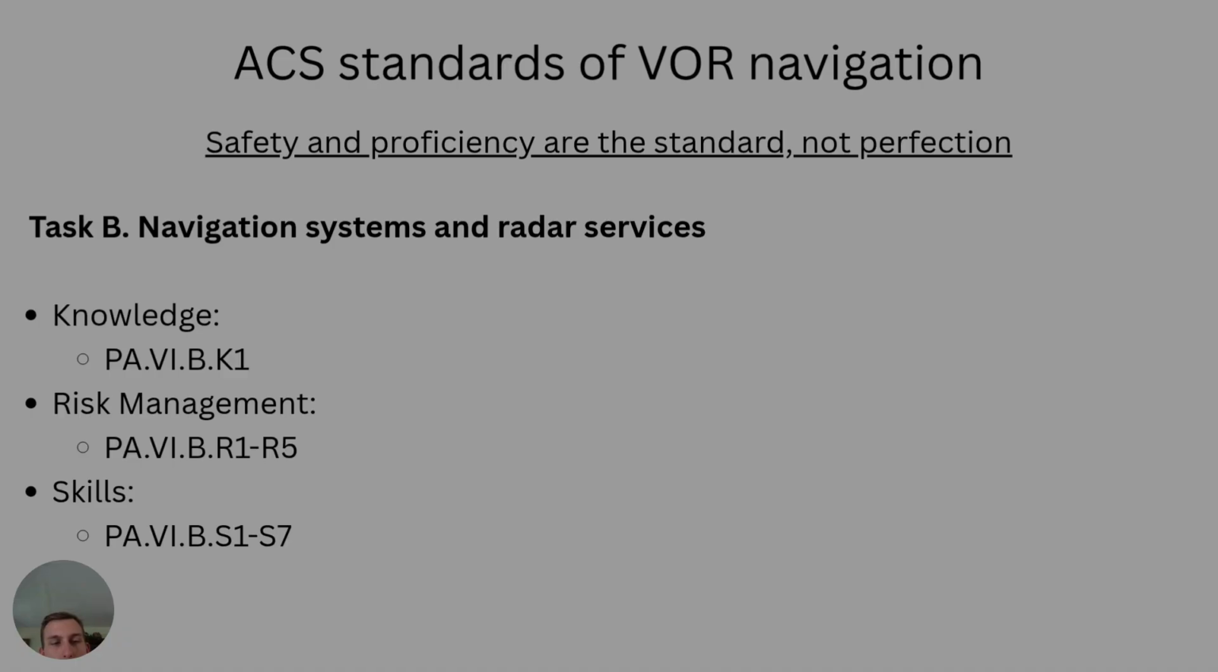So the code, it'll really be under K1 is really all the knowledge, and then risk management is going to be R1 through R5, and skills are going to be S1 through S7. So we will be testing to these standards, so we can find out things like what kind of nav system is it? Is it ground based? Yes, so it's ground based according to K1.